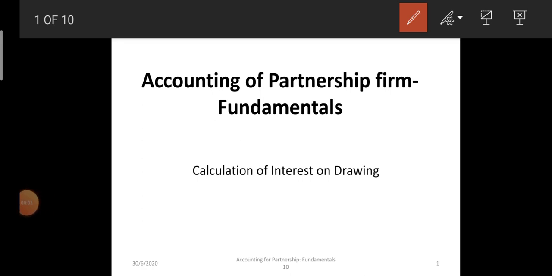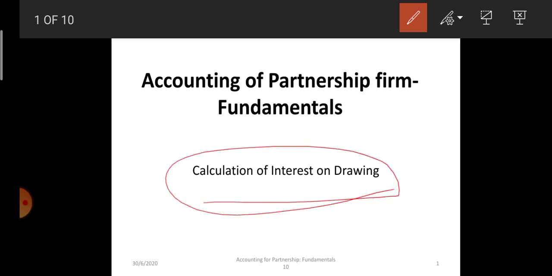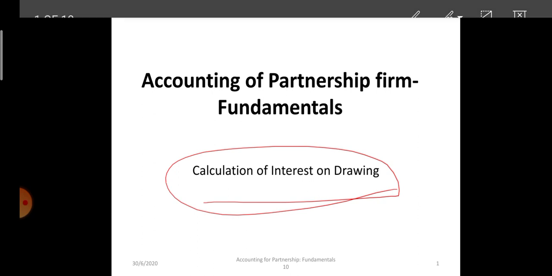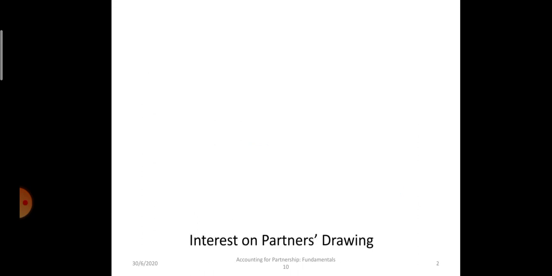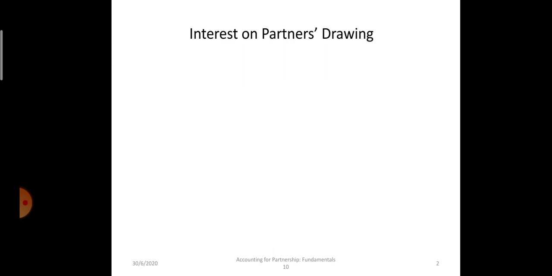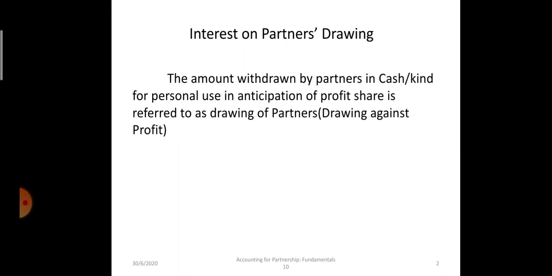We are going to discuss the calculation of interest on drawing today. In the previous video we had discussed calculation of interest on capital. Now what do we mean by drawing? Drawing is the amount withdrawn by partner or partners for their personal use. Drawing can be against profit, or the capital can be withdrawn.